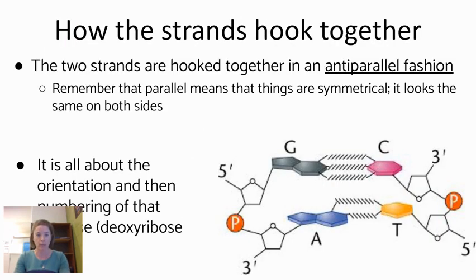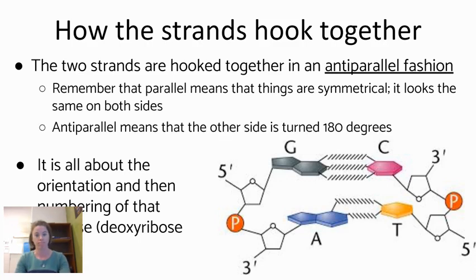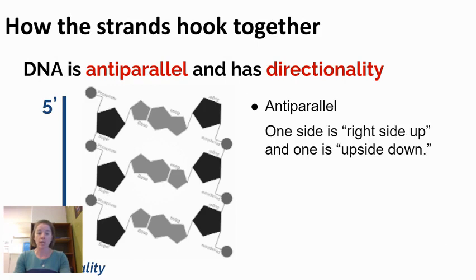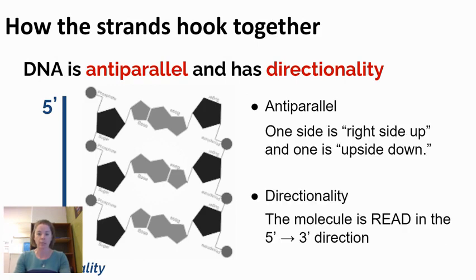As they hook together, anti-parallel means it's symmetrical. It does look the exact same on both sides. One side is just right side up and the other side is upside down. So that's a 180-degree turn, if that helps it stick in your brain a little better. With that directionality that is on there, we have done these pieces.